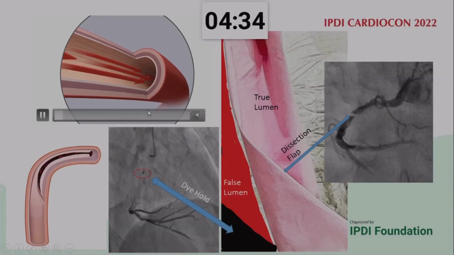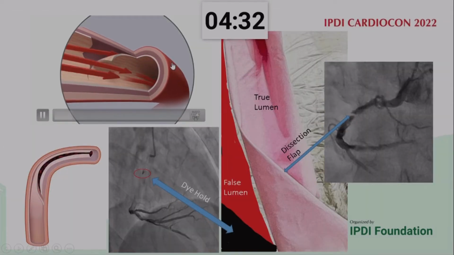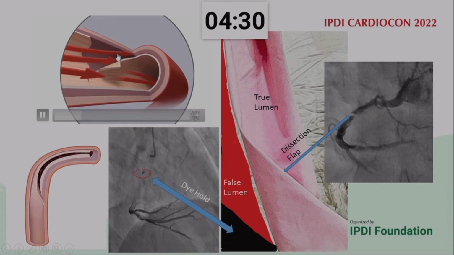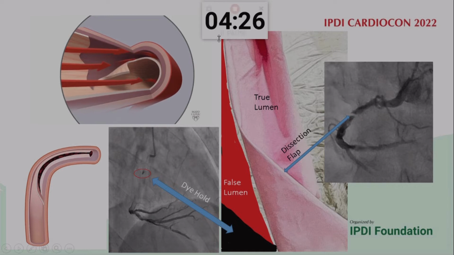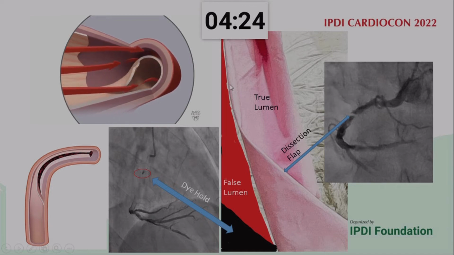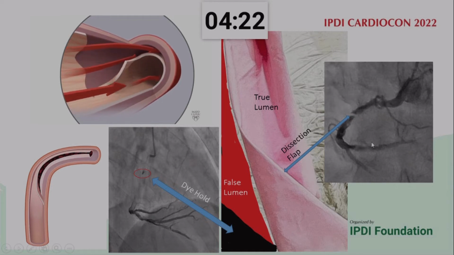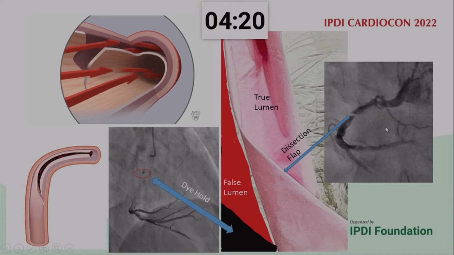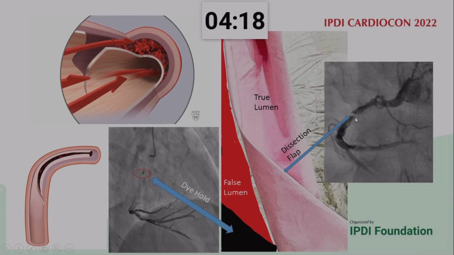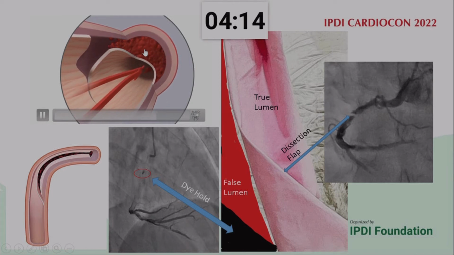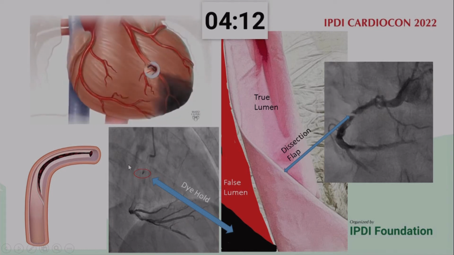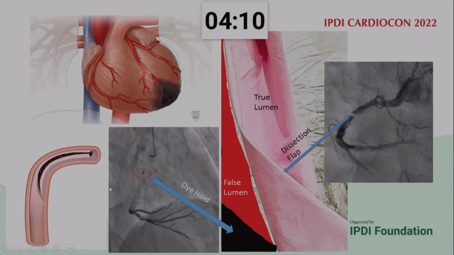So for a clear understanding, I made this 3D video. This is the catheter-induced dissection, and the dissection flap went from posterior to anterior like this. This twisted part is viewed in the coronary angiogram as a white line, and the blood and dye accumulated in the false lumen, which is seen in the coronary angiogram as a holding of dye.